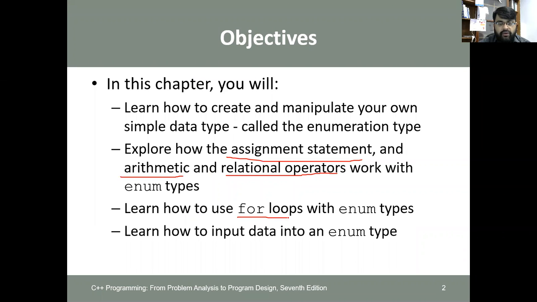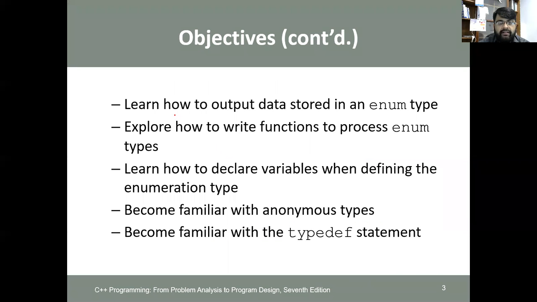We'll learn how to use for loops with the enum type. For loops are another important aspect, and how we use them with enum will be interesting to know. Then we'll learn how to input data into an enum type. That's one of the important things: how do you assign or input data into the enum? We'll learn how to output data stored in an enum type. Output is an important factor for enum. We'll also explore how to write functions to process the enum types.